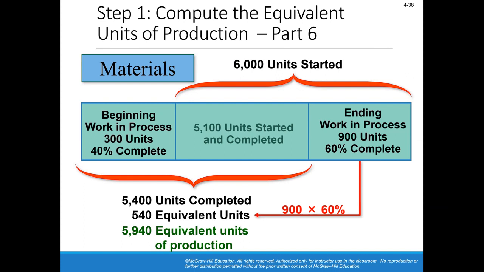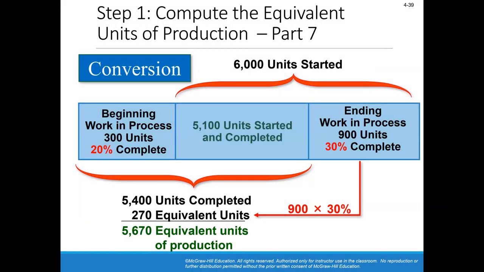So it's basically the same thing we just looked at. It's just looking at it a little bit differently. So that's for materials, and we're going to look at it for the conversion as well. So we're doing the same thing. We had those 300 units in the work in process in the beginning. Then we had 5,100 units that we started and completed, because we had a total of 5,400 that was completed for the month.